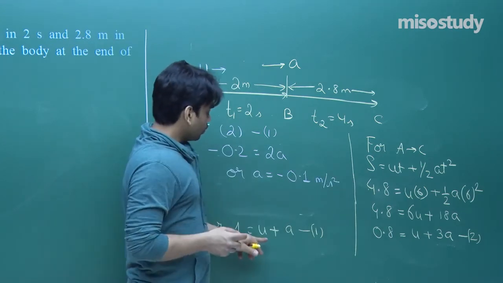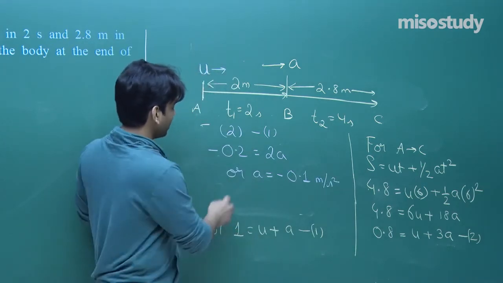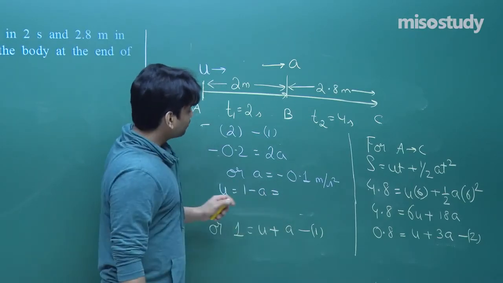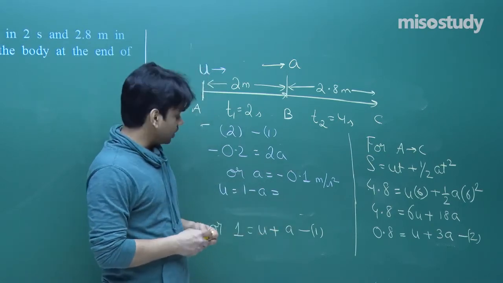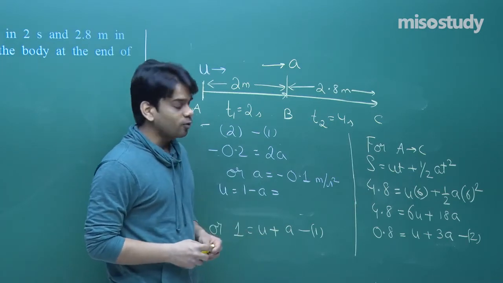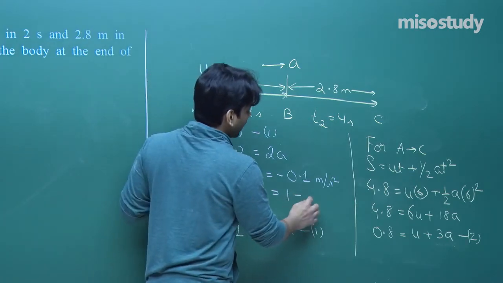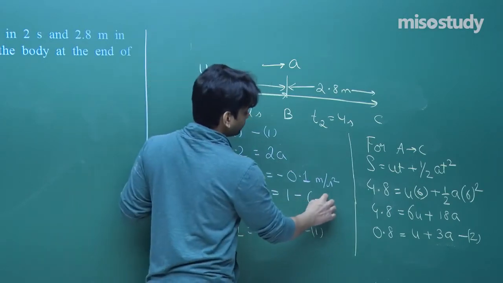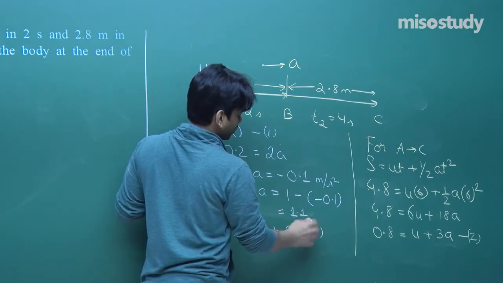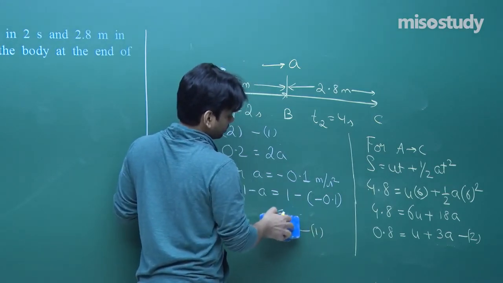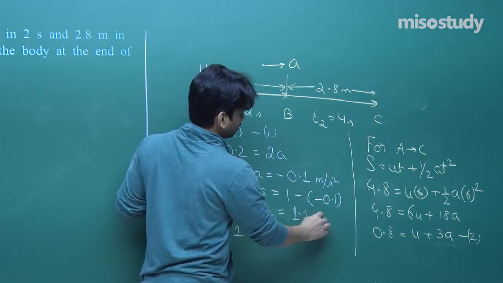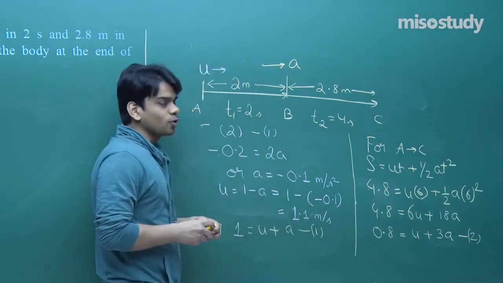Now let's talk about u. U will be 1 minus a. If you write 1 minus a, you will get the value of u. Let's try to find out what is the value of u. So 1 minus, and a value is minus 0.1. So you will get u as 1.1 meter per second. U value will be 1.1 meter per second. I hope that this is quite simple for you all to understand.